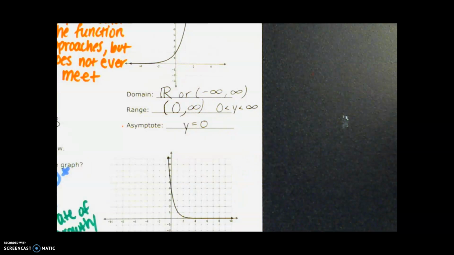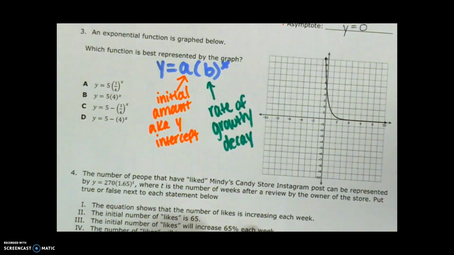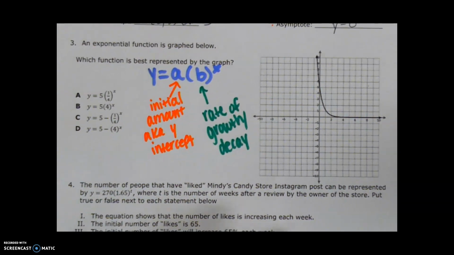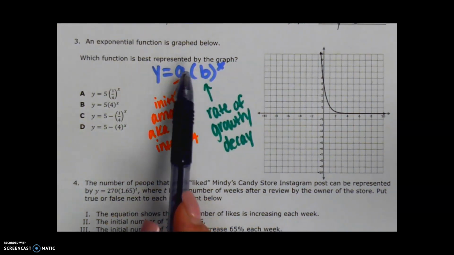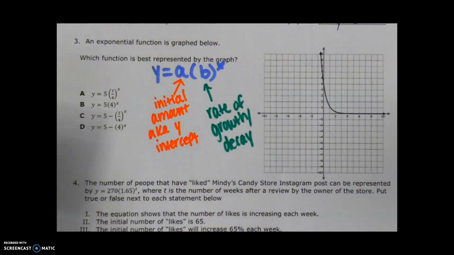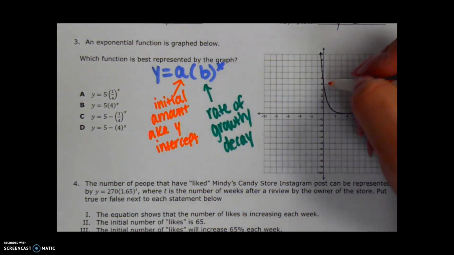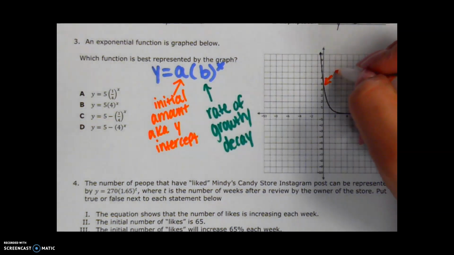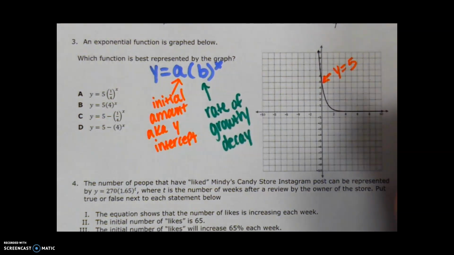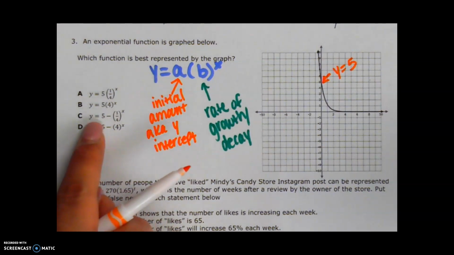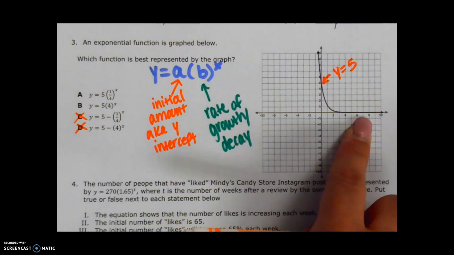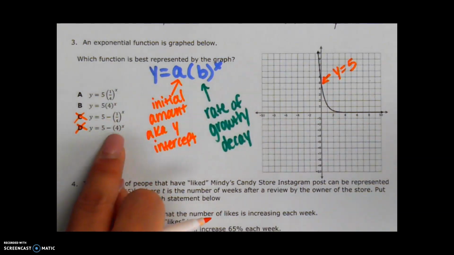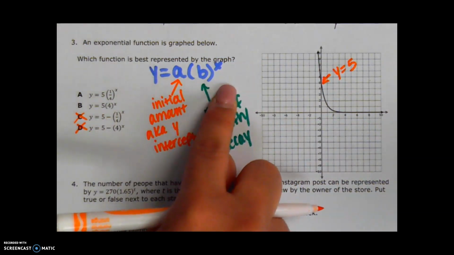Okay, number 3, which exponential function is graphed below? I wanted to remind you of the function. A is your initial amount or your y-intercept, so I can already point out where that is. Right here, y equals 5. So I can already tell you that it's not going to be C or D because this is exponential, and these don't look right. It's not in the right form.